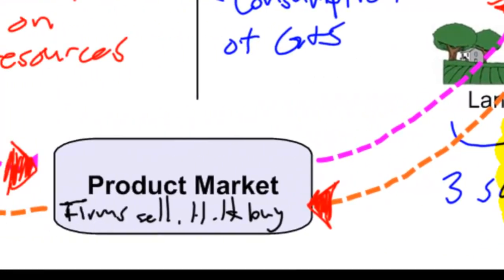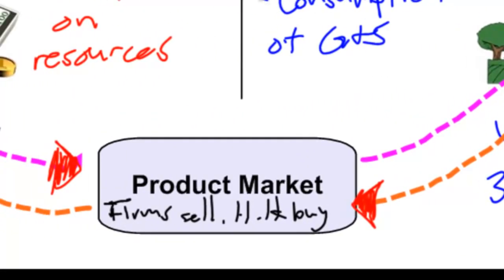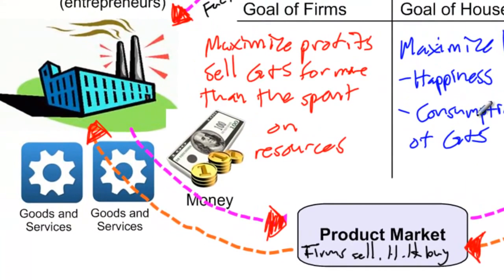Now let's look at the product market. Firms, recall, are seeking profits. The goal of firms should be to end up with more money than they started with. Firms sell their goods and services that they produced using the resources acquired in the resource market back to households, hopefully for a profit, earning greater revenues than the firms incurred in costs.